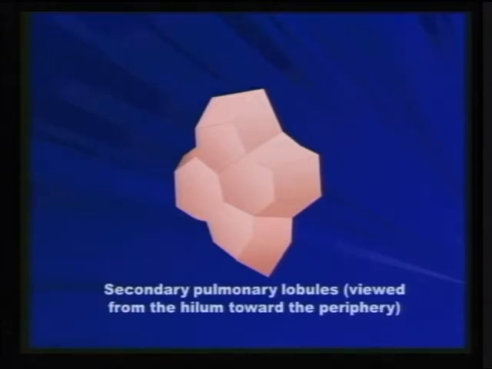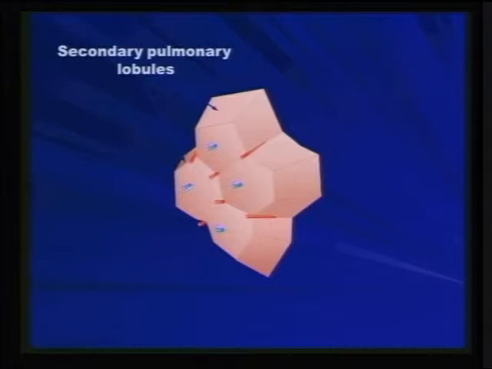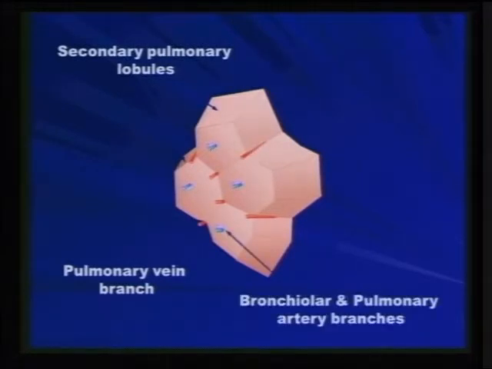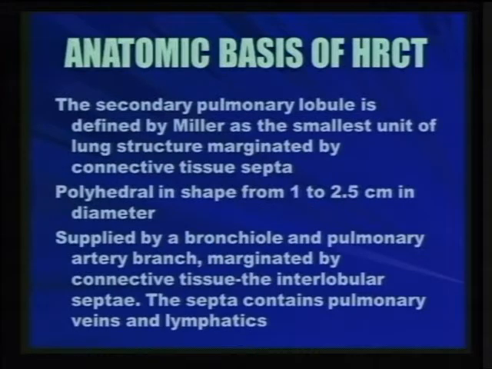So these polyhedral structures, if I want to magnify that, you have the supporting connective tissue that forms the interlobular septa, but then you have the veins that are going to be at the periphery, and then you have the central arteriole and the central bronchiole that are going to be in the center of the secondary pulmonary lobule, and that's what represents the central core. And if you look for that very carefully in the lung tissue, especially on a CT, you'll be able to recognize those entities as separate units.